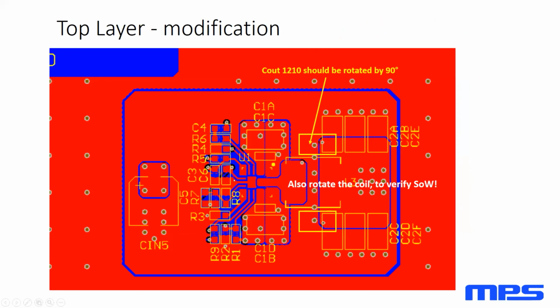So one of the things that we looked at in this particular case was rotating the output capacitor 90 degrees next to the inductor. And I'll go into a little bit about that in future slides. We also looked at verifying the start of winding, so just flipping the inductor around. This particular inductor does have a start of winding indication, but I'm going to show the results here.